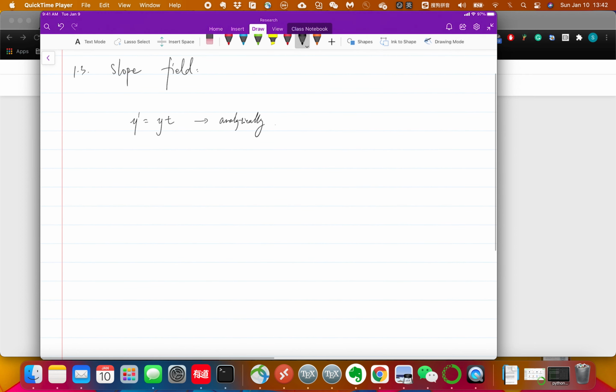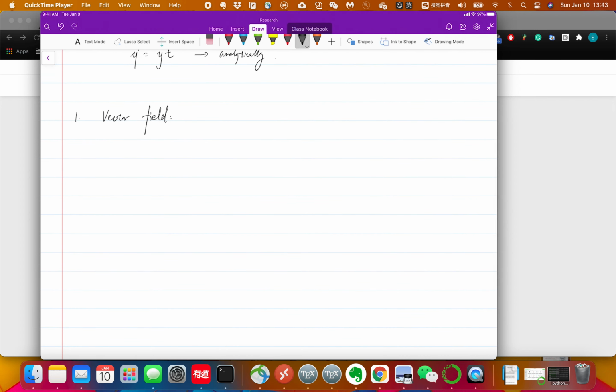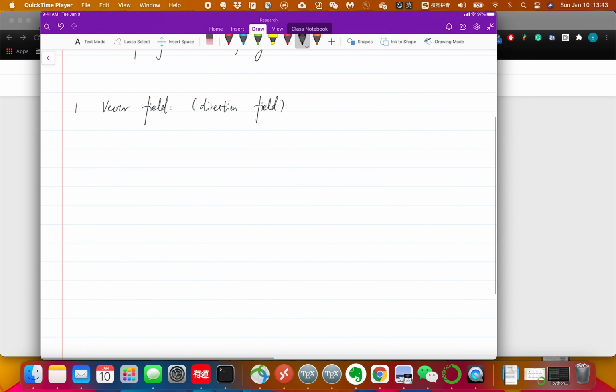That is where we have the idea of slope field, or some people call it vector field, phase field, whatever, or direction field. So there are many, many names referring to the same thing. Okay. So basically, let's take an example of an ODE.